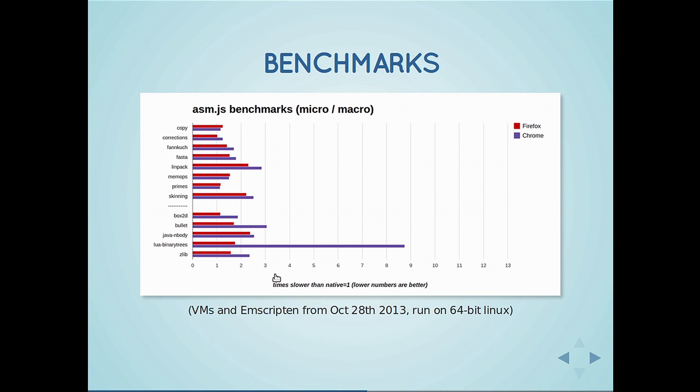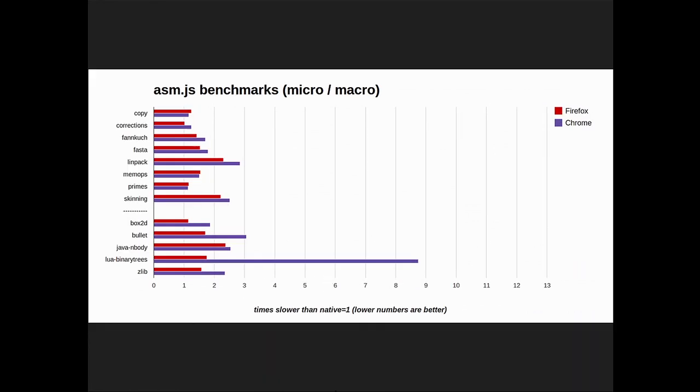So here are a few benchmarks showing the current state of speed. Zoom in. These are all written in C++, compiled either natively or to JavaScript. In JavaScript, they're running on either Firefox or Chrome. And these are how many times slower than native. So 1 is native, and lower numbers are better. You can see that both Firefox and Chrome on many or most of these benchmarks are within the 1 to 2 times slower than native range, which is quite good, I think, for a dynamic language VM.